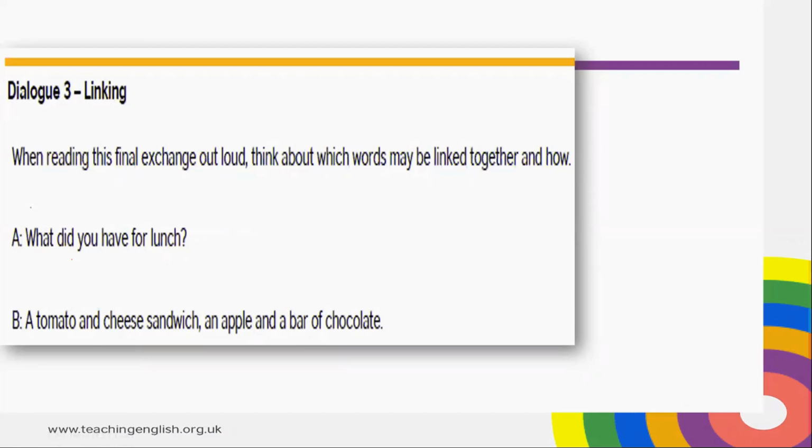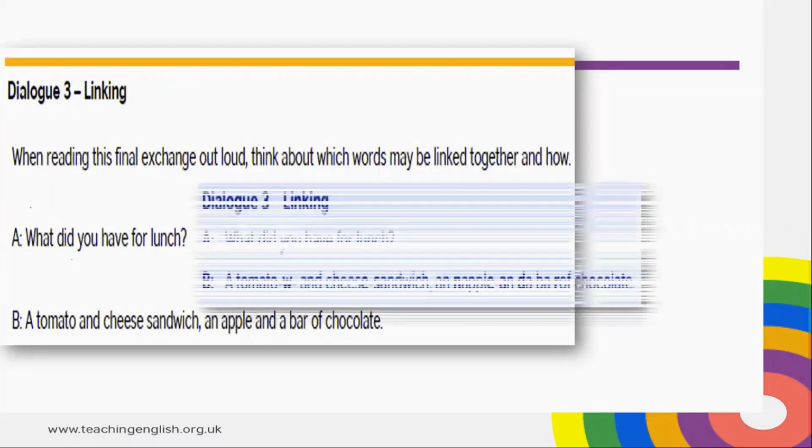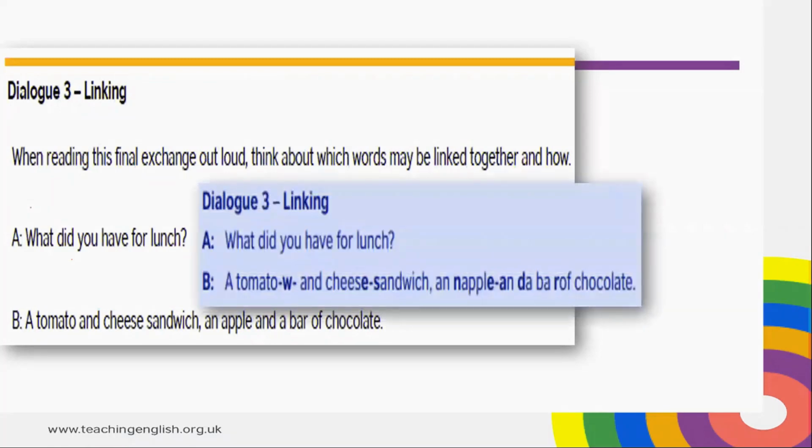Okay, we're after linking. In linking, we can add the yah sound, rah sound, wah sound. If we have two consonants, we can add have and for. Okay, let's see. A tomato and cheese. A tomato and cheese sandwich. So cheese sandwich, it's one S. An apple and bar of chocolate.